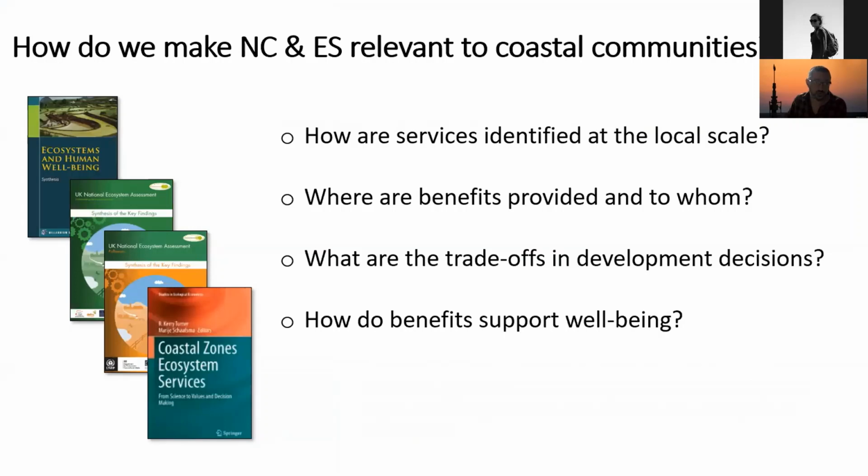So some of the questions we were looking at in this work are how a service is actually identified at the local scale. Who benefits from services? Who receives the benefits? Benefits from natural capital aren't distributed evenly. There are many interesting factors to consider there, whether it's social demographics or political aspects of who actually gets the benefits and how they are used. How are benefits traded off in scenarios or decisions, and how do they support well-being? These are all really enduring questions we have about making natural capital a relevant concept for coastal and marine communities.